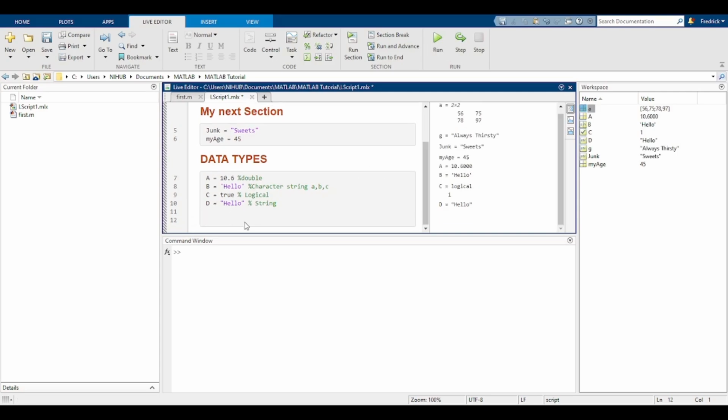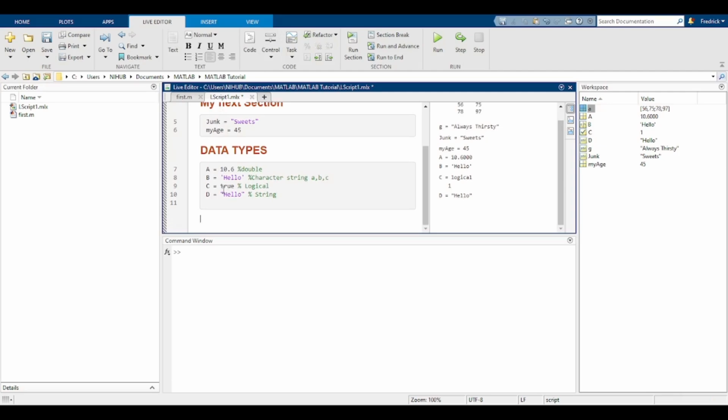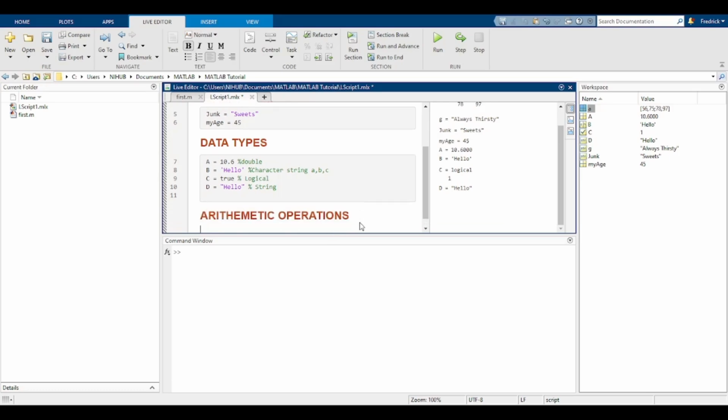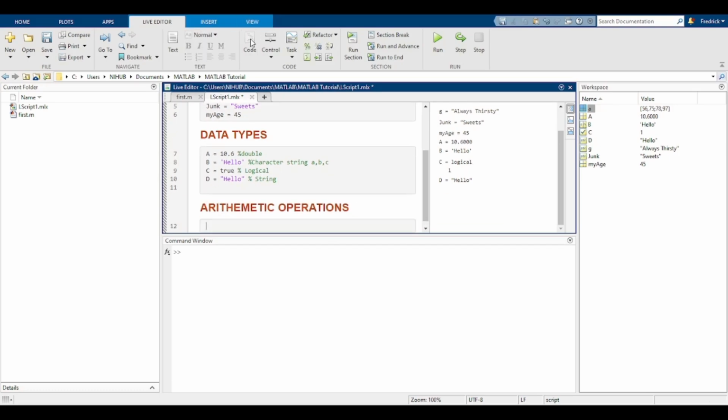So today we're going to be looking at simple arithmetic operations in MATLAB. So I'm going to come out here and I'm going to write operations, arithmetic operations. I'm going to make that bold and I'm going to change the font style. Good. So that's our code.